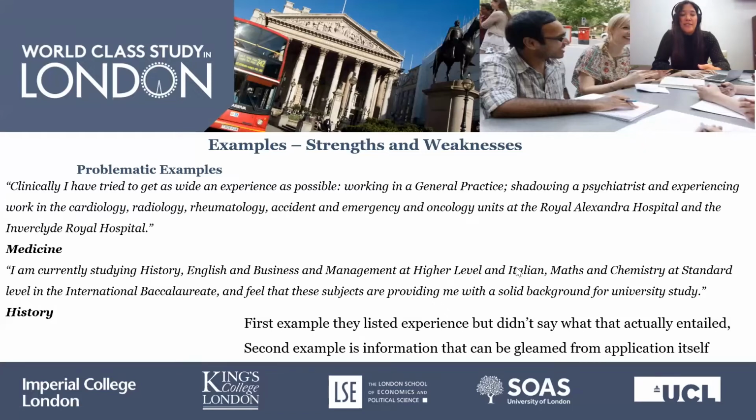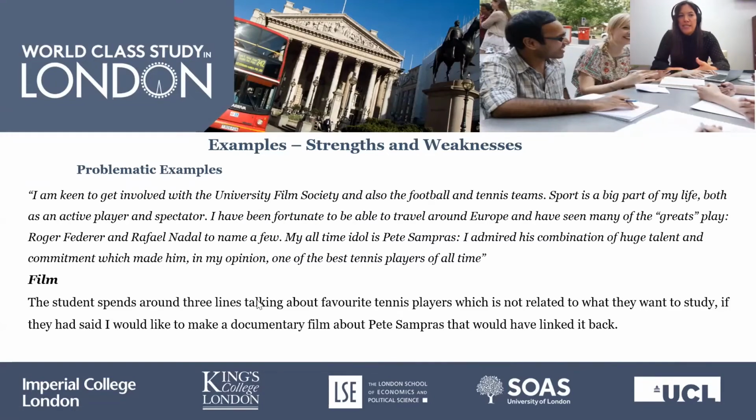And then this second example for history is all information that could be gleaned from the application itself. So they're telling you what they're currently studying and at what levels, and then just basically say it provides them with a solid background for their university study. But we would have been able to see all of that from their application, and we would probably have reached the same conclusion that it matches with what they want to study. So again, it's really about talking in detail.